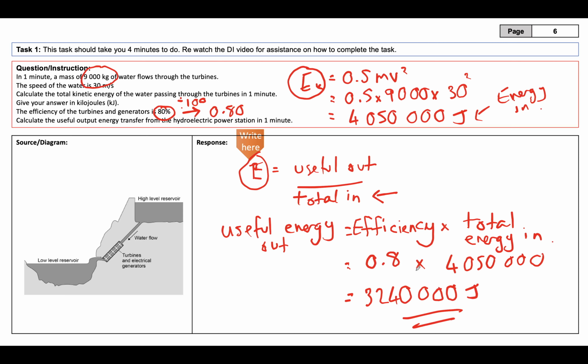So tricky things to remember here. You need to convert your efficiency into a decimal by dividing by 100 if you get a percentage. It's always best if you have a decimal. Then you work out your total energy in, which was your kinetic energy, and then finally you rearrange the equation and substitute in. So quite a challenging question, but I'm sure you guys can manage it.